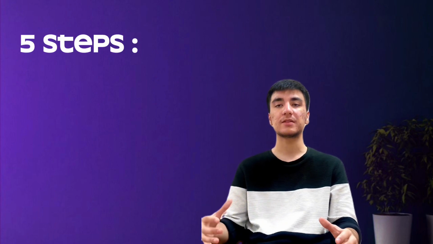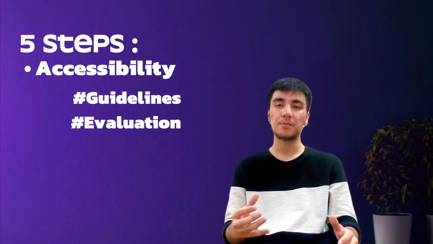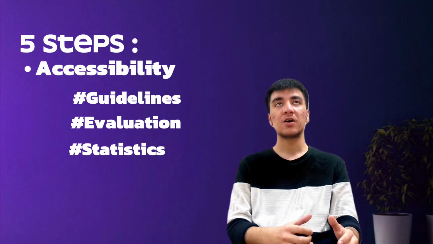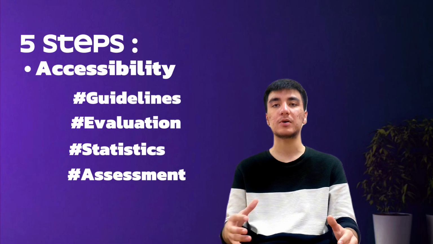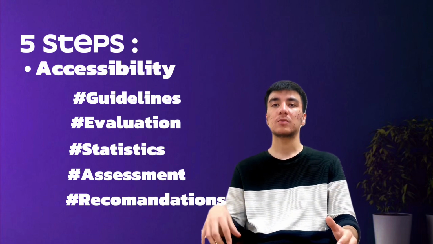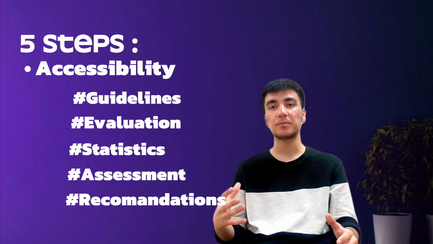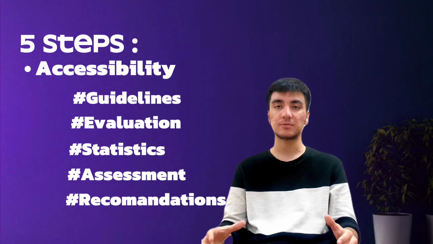online web applications. This research is divided into 5 clear steps, each explained in detail through a video presentation. We'll talk about accessibility guidelines, about accessibility evaluation, about web accessibility statistics. Then we'll talk about accessibility compliance assessment, and lastly about recommendations for improving the accessibility of web applications. These steps will help us to understand the obstacles and promote solutions for making the web application more accessible.